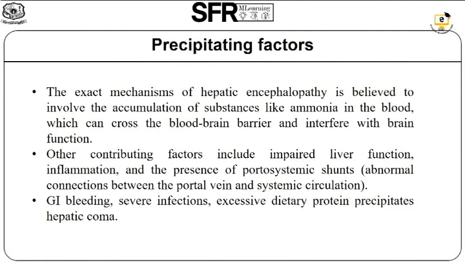So other contributing factors are impaired liver function, inflammation in the liver, and the presence of a portosystemic shunt. Portosystemic shunts are shunts that connect the portal vein and the systemic circulation, the systemic vein. So if there are complications in the surgical procedures or in the connection of the shunt, this encephalopathy results. Other precipitating factors include gastrointestinal bleeding, severe infections, and excessive dietary protein, which precipitate hepatic coma. During these conditions, the amount of ammonia in the blood increases, and that causes the hepatic coma.